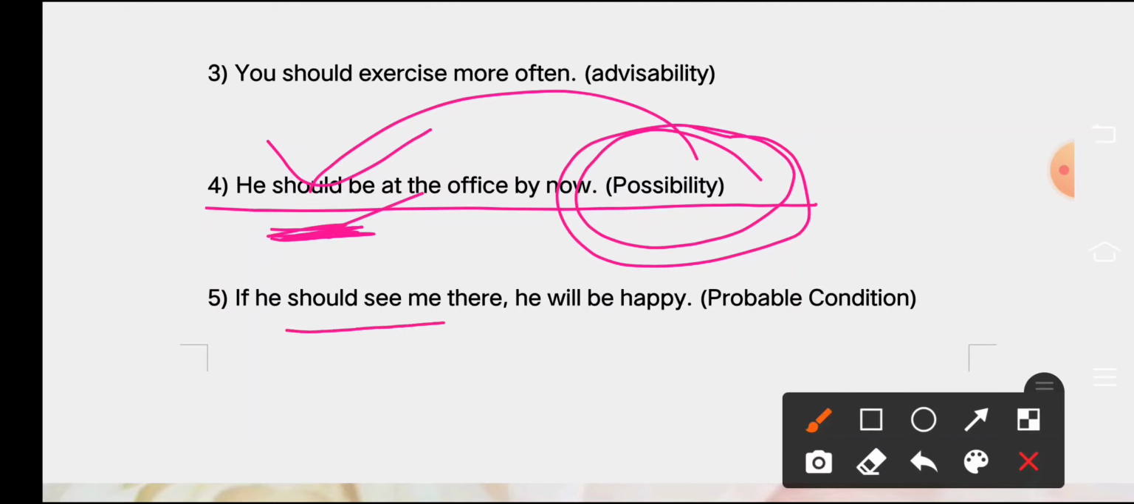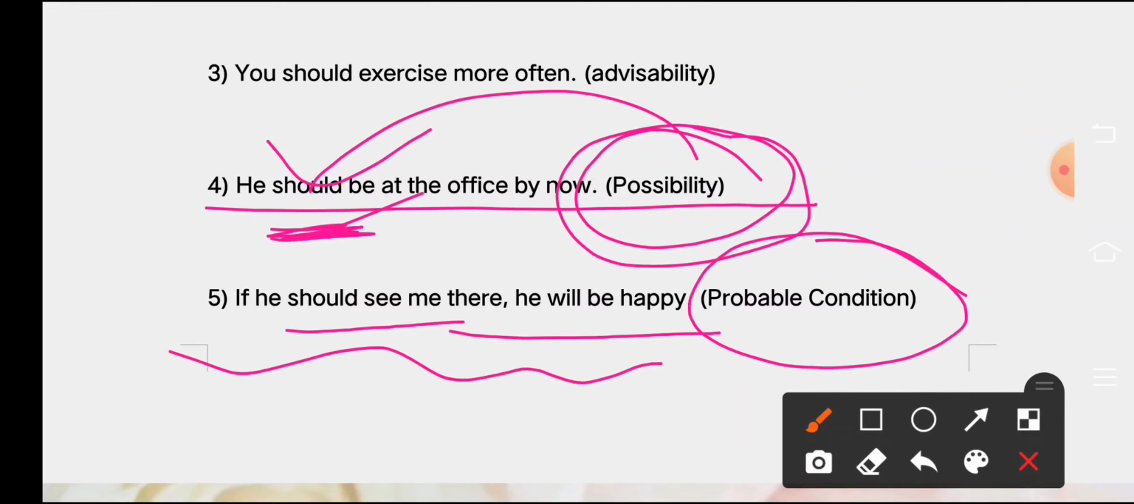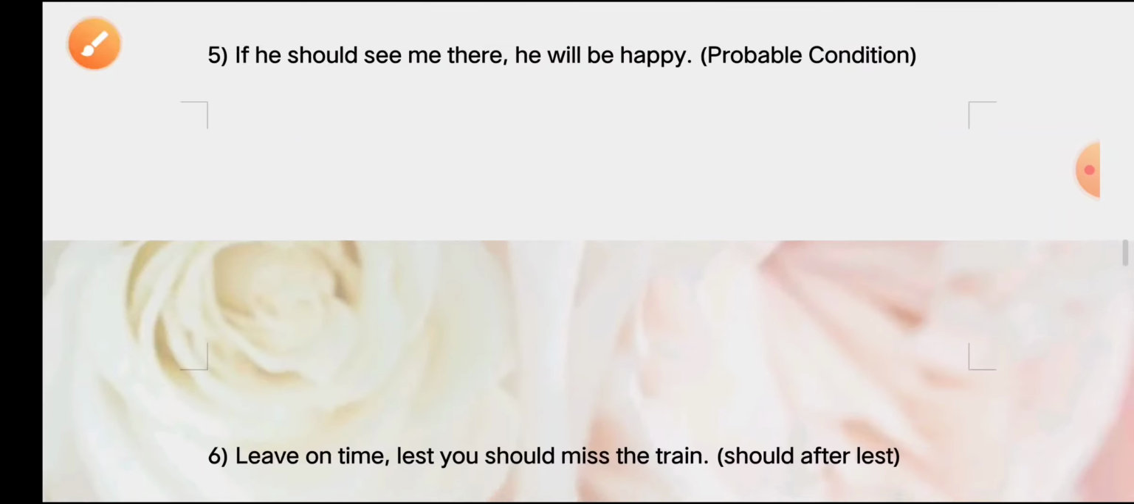If he should see me there, he will be happy. This is a probable condition, a conditional sentence. If he should see me there, he will be happy, right? So for probability and conditional sentences also we use should, right? So these are the examples of should.